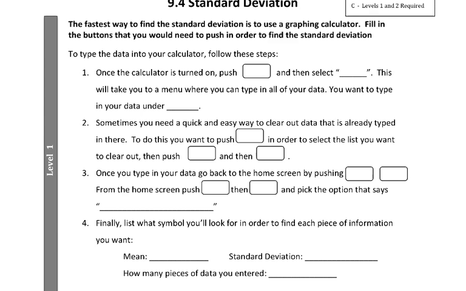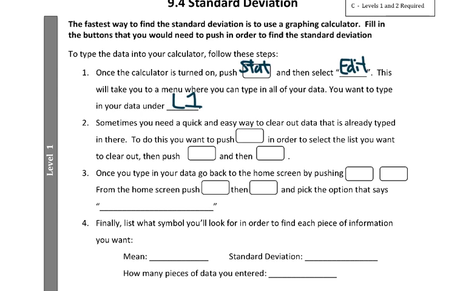If you want to find the standard deviation, when you turn the calculator on, you're going to want to push the Stat button. And then you're going to push Enter where the word Edit is highlighted. Okay, so you're selecting Edit. This is going to take you to a menu where you can type in all of your data. You want to type in your data under L1.